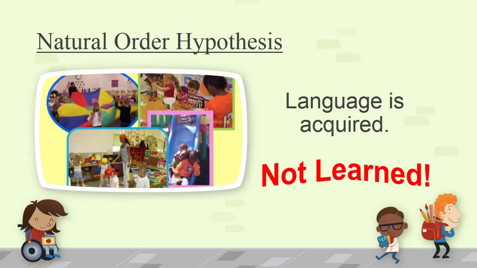The natural order hypothesis maintains that grammatical structures, particularly morphemes, are acquired in a predictable order. For instance, we learn "she is walking" before we learn "she walked."